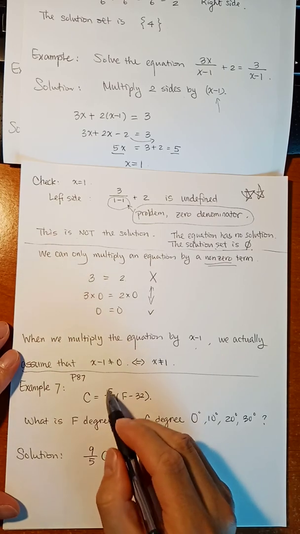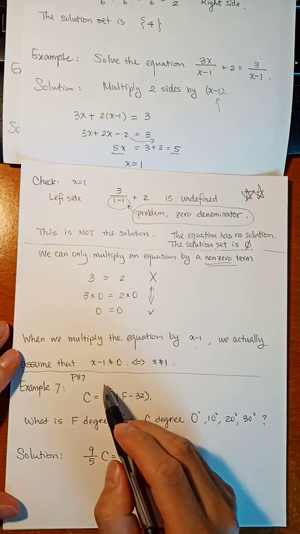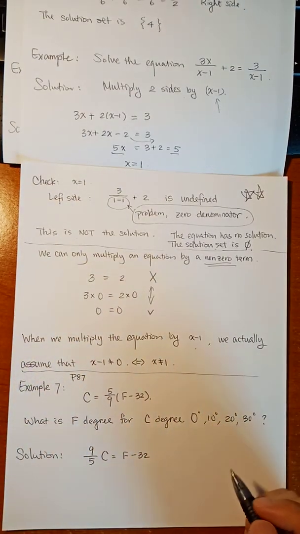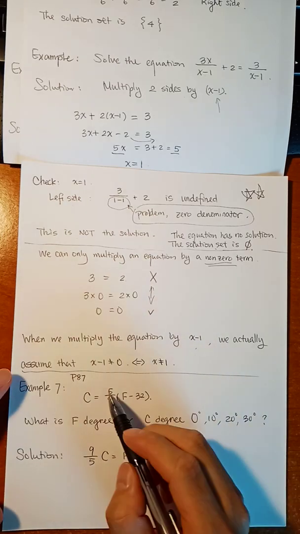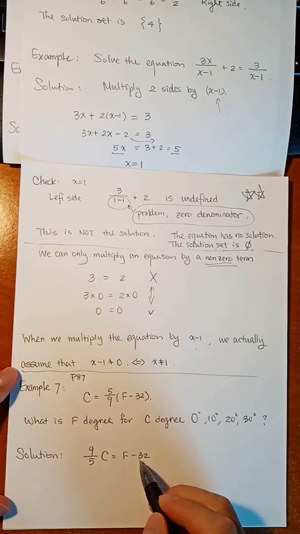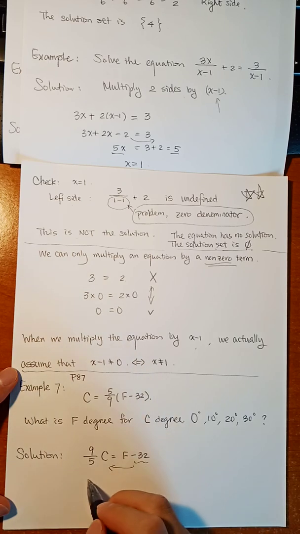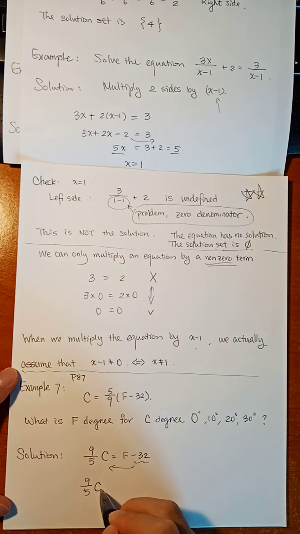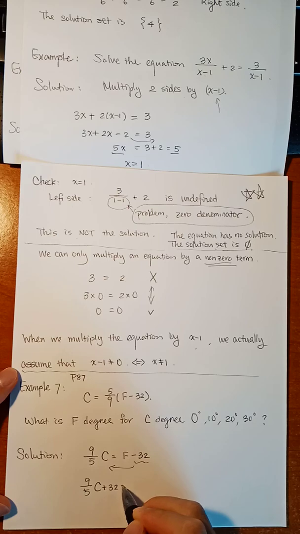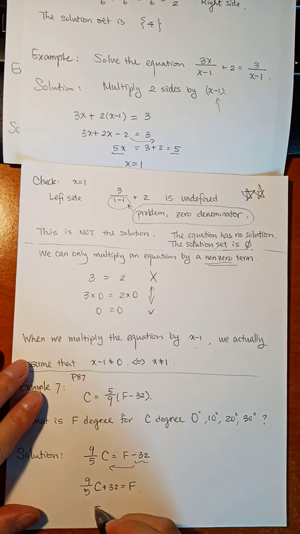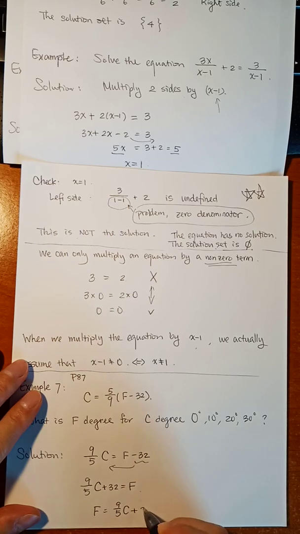We multiply the reciprocal of this coefficient to cancel this coefficient. Okay, so to cancel the coefficient, 9 over 5. And then we're going to move this negative 32 to the left side. It becomes plus 32. And then we are going to exchange two sides. It's not a movement, it's exchange.